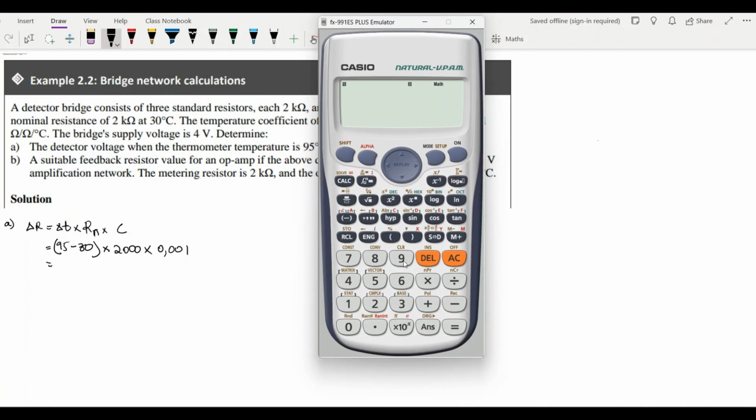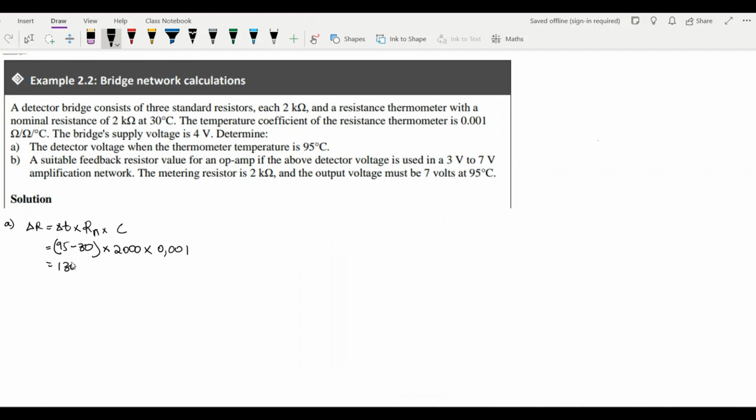Remember, folks, each time you're about to do new calculations, I always advise this: reset your calculator so that it is at its default state. This will eradicate any issues that may occur during your calculations. So our change in resistance in this case is given as 130 ohms, just like that.